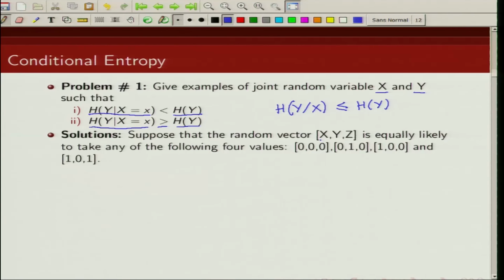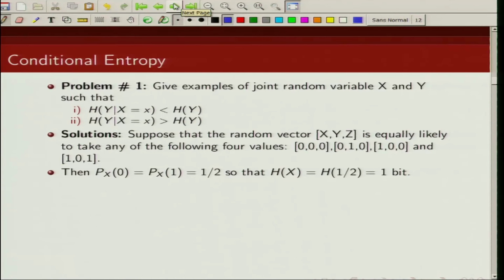Let us consider a random vector x, y and z, and it takes 4 possible values. What are those 4 possible values? 0 0 0, 0 1 0, 1 0 0 and 1 0 1. Then what is x? X is 0 0 1 1. Then the probability of x being 0 is 2 by 4. Similarly, the probability of x being 1 is 2 by 4, so this is half.